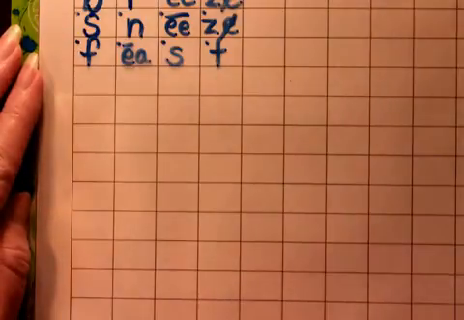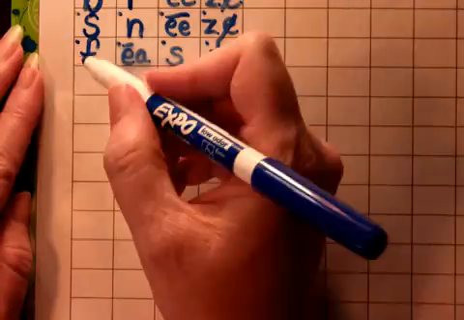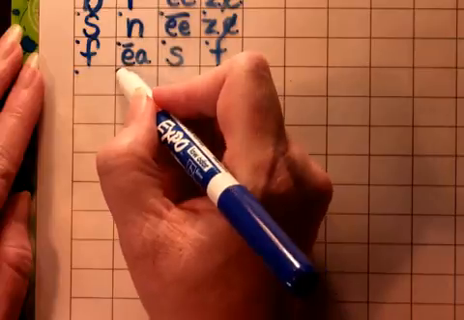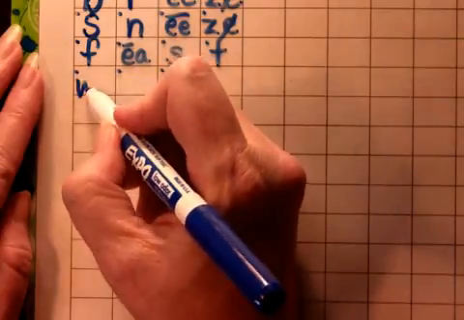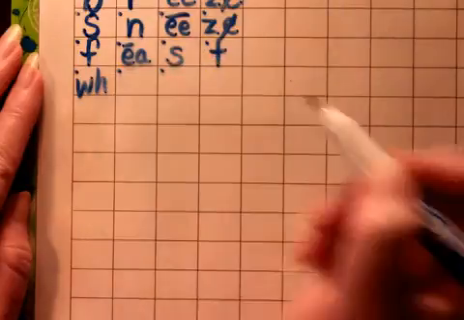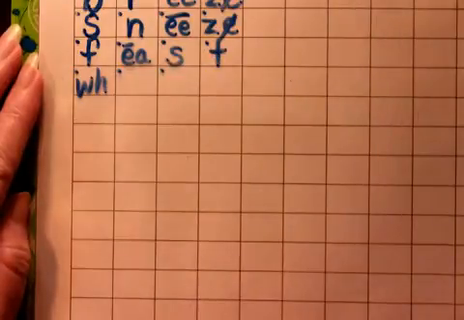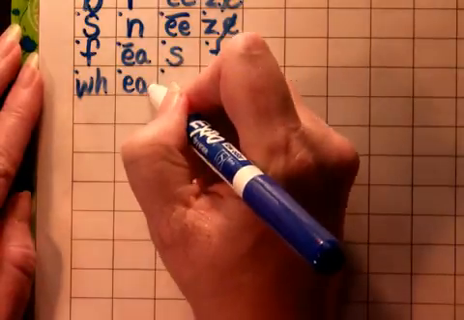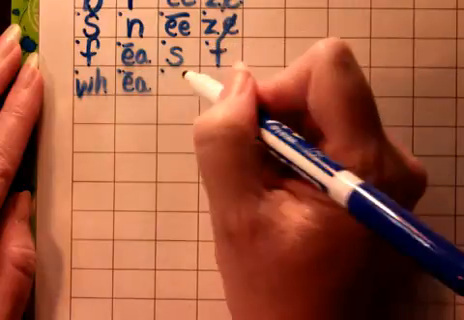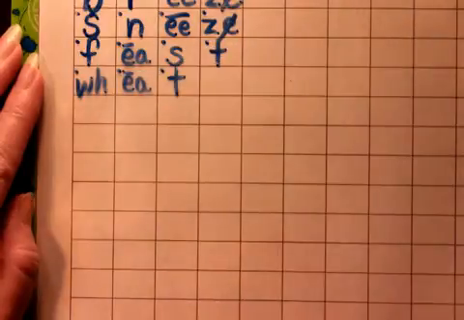The next word is wheat. The flour is made from wheat. That's the W and the H, because it's a W, but it's got extra air. The next sound is E, spell it E-A. Wheat.